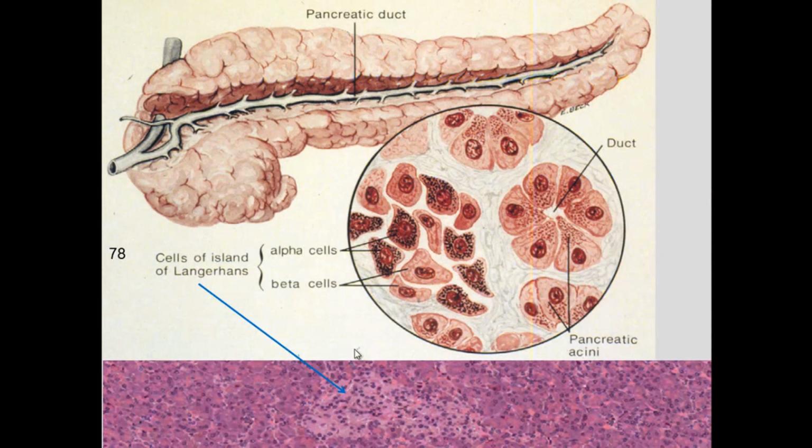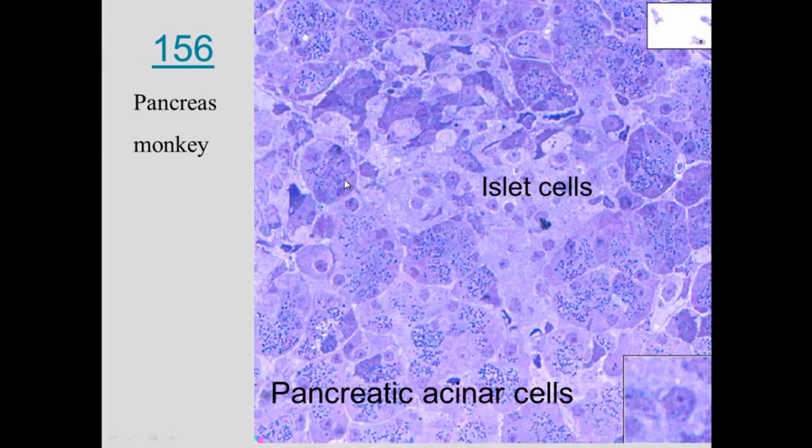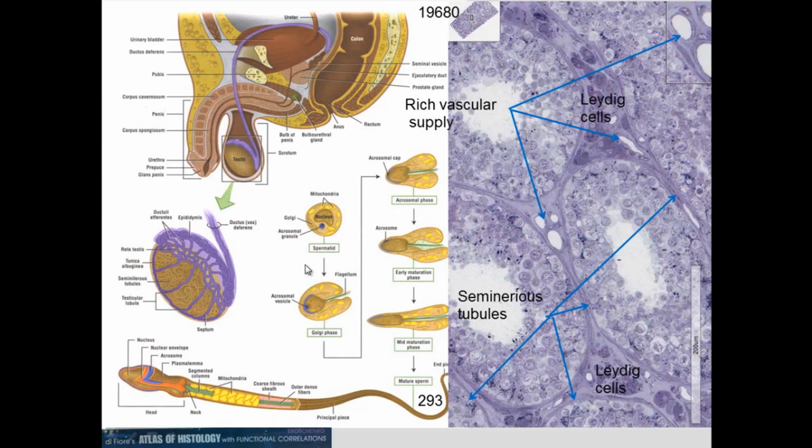Another endocrine organ is the islets of Langerhans that's in the pancreas. And here we have alpha cells and beta cells, and the beta cells are the ones that produce insulin. So we see these lighter staining areas where you have the islets of Langerhans. Here's an islet of Langerhans. These are pancreatic acinar cells that we can see. And you can see a rich vascular supply in the islet as well as around the pancreatic acinar cells themselves.